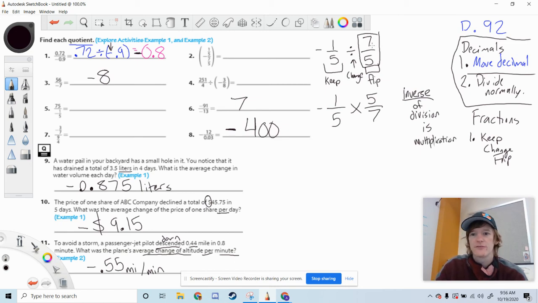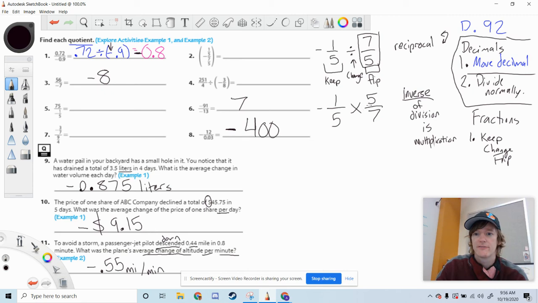And the inverse of this fraction is its reciprocal, where we just flip that fraction upside down. Okay, so if it was 7/5, now it's 5/7. And now this is a multiplication problem, which we've done multiplication with fractions.